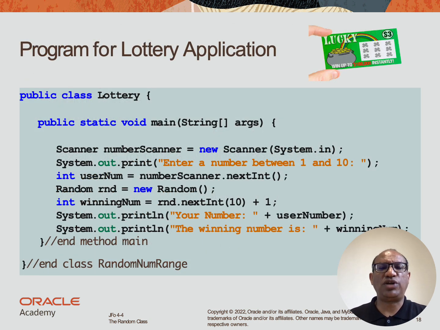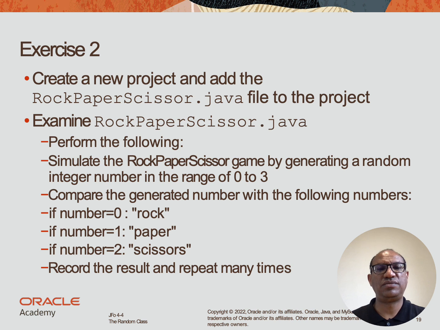The example is a lottery program that lets the user input a series of integers and compares that number to a winning value. A random number is obtained in the range between 1 and 10 and is compared with the number entered by the user. In exercise 2, you'll simulate rock, paper, scissors. Generate a number from 0 to 2 and map those numbers to the moves. 0 is rock, 1 is paper, 2 is scissors. Repeat this and record the outcomes. You'll get different results each time.